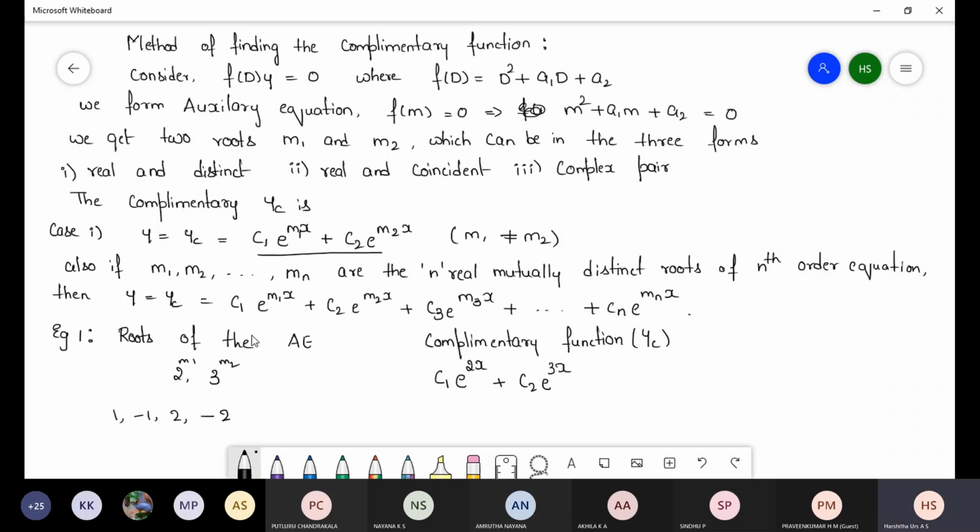So here 1 comma minus 1, 2 comma minus 2. So how do we have to write? m1, m2, m3, m4. So we have to see the nth derivative formula. So here C1 e power 1 into x plus C2 e power m2 value, which is minus 1, into x, C3 e power m3 value, which is 2, 2 into x, C4 e power minus 2, because m4 value is minus 2, into x.